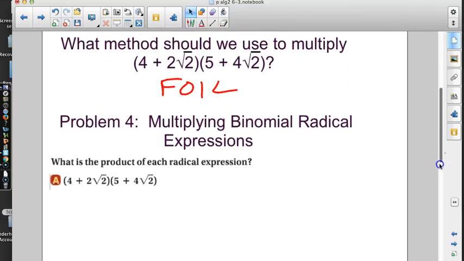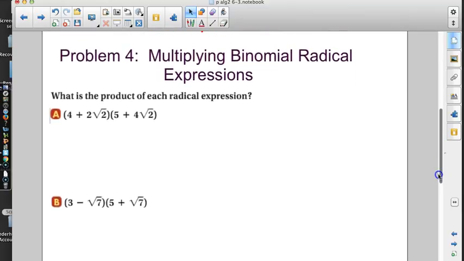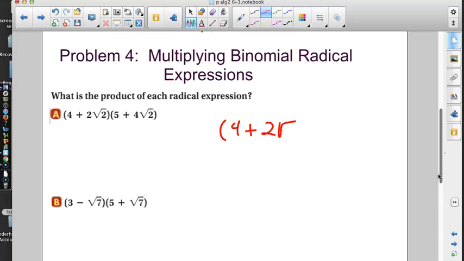So it says, multiplying binomial radical expressions, what is the product of each radical expression? All right. Well, this is a term and this is a term. That's two terms, that makes it a binomial. This is a term and this is a term. Two terms, binomial. Terms are separated by addition. That's how we know terms. So (4 + 2√2) times (5 + 4√2).